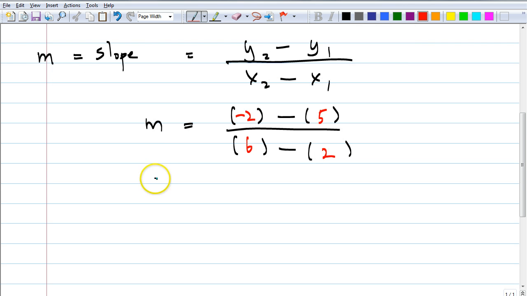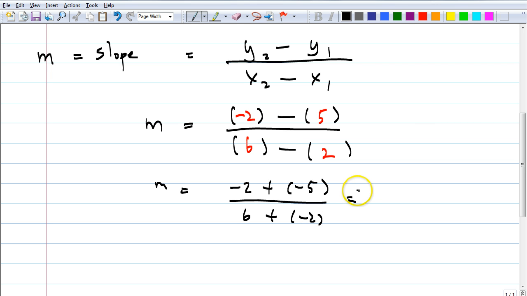Samantha, what did you get? Negative 7 over 4. Raise your hand if you got negative 7 over 4. Very good. Do you think it's a good idea to change it to addition, guys? Because I always get confused. Negative 2 plus negative 5 over 6 plus negative 2. Elena, what do I get on the numerator? Negative 7 over 4. Okay, there's your answer. That's your slope.